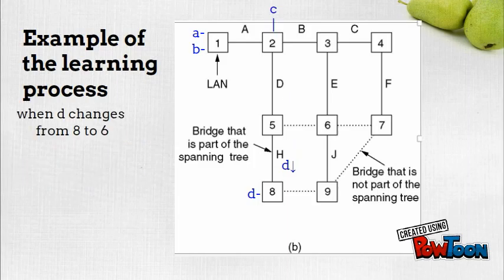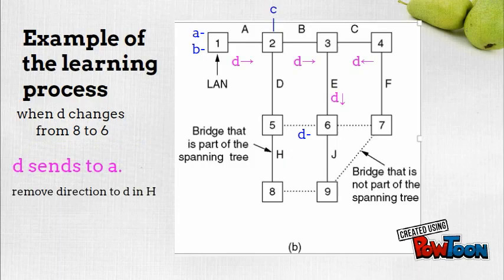When D changes from LAN 8 to LAN 6 and sends a frame to A, the direction to D in H will be removed and E, B, C will learn the direction to D again.